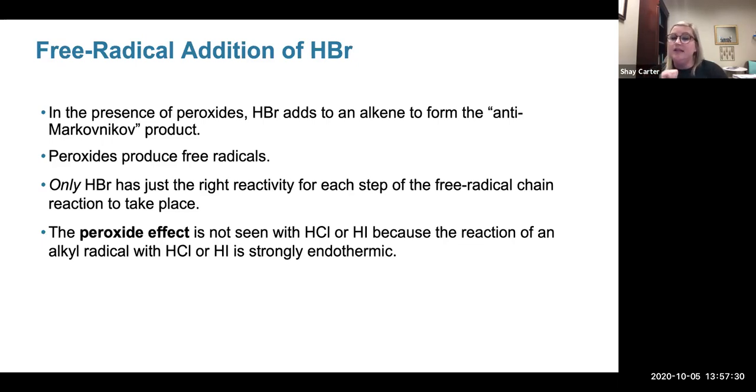It only happens with hydrobromic acid. We don't see this with hydrochloric acid or hydroiodic acid because the reaction of an alkyl radical with HCl or HI is strongly endothermic, okay? So we can only do this with HBr, okay?